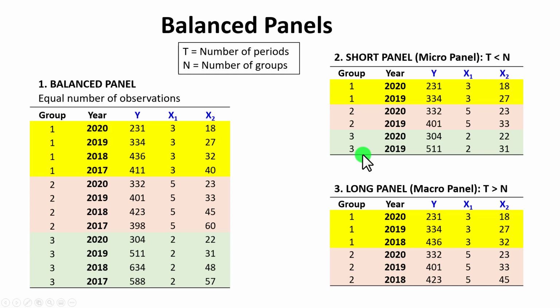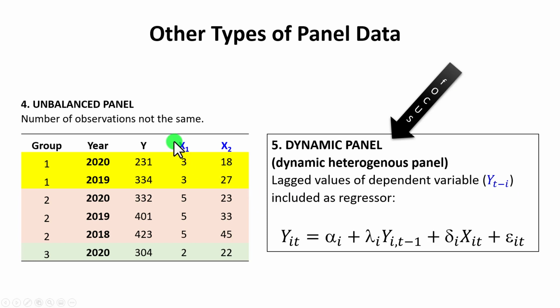Examples of panel data are shown here, beginning with balanced panels, which may be symmetrically balanced, as in this first example. A short panel is one in which the number of time periods is less than the number of groups in the panel, and the long panel is where the number of time periods is greater than the number of groups. An unbalanced panel is the case where the number of observations is not the same across the groups.